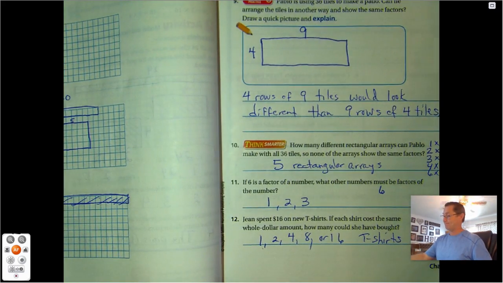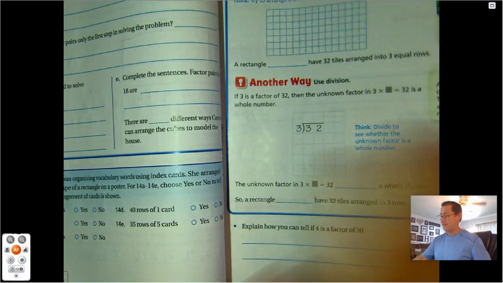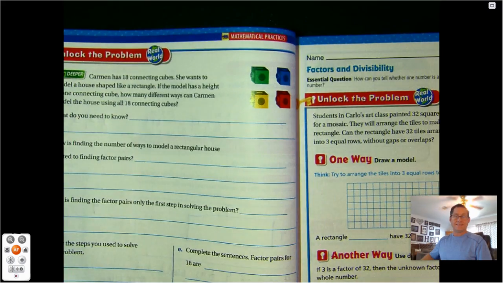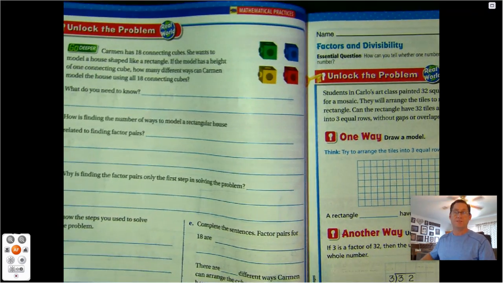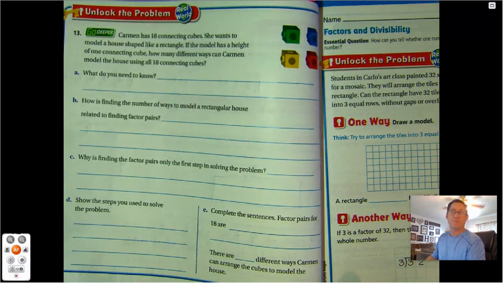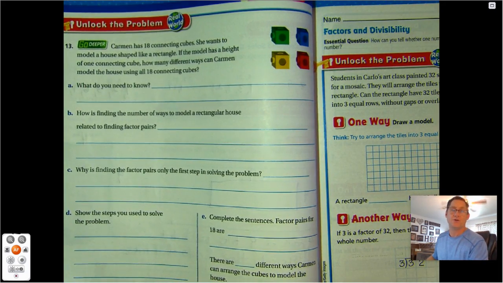And 13. Carmen has 18 connecting cubes. She wants to model a house shaped like a rectangle. If the model has a height of 1 connecting cube, how many different ways can Carmen model the house using all 18 connecting cubes? What do we need to know?